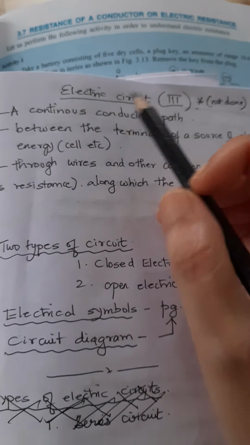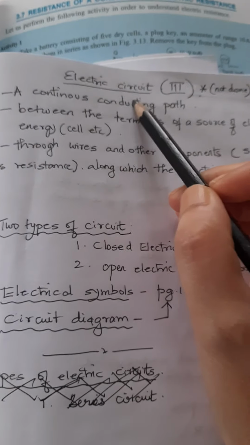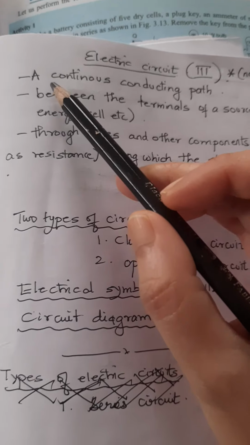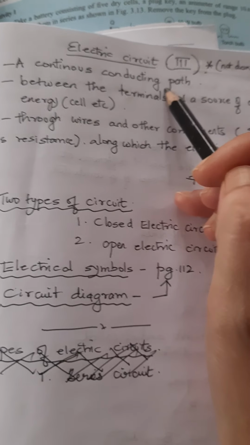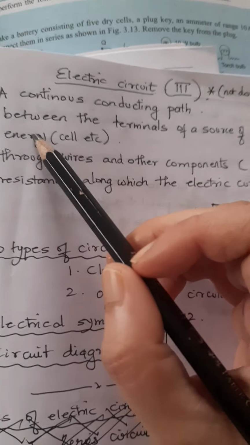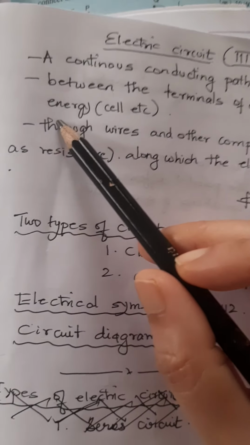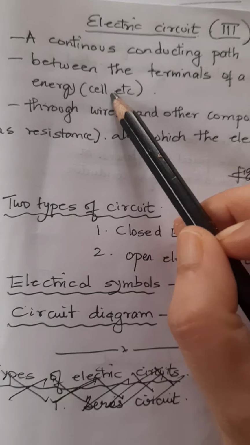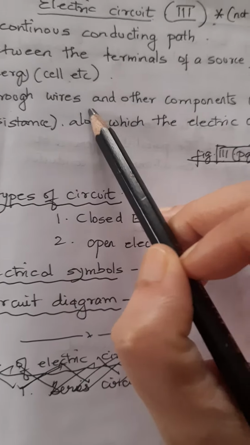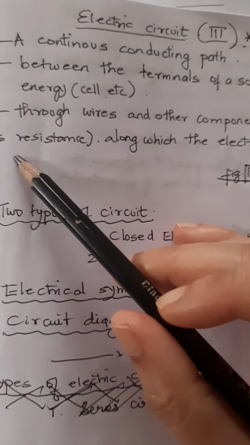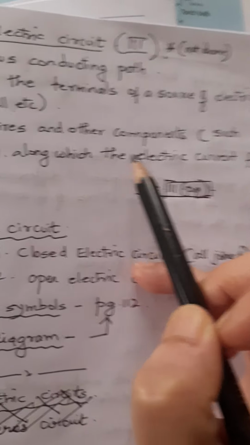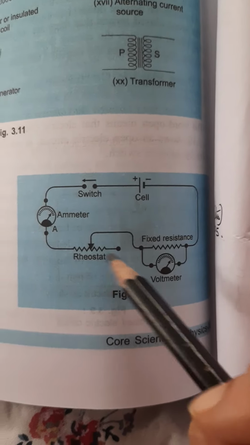Alright, here we are going to look into what is an electric circuit. An electric circuit is a continuous conducting path between the terminals of a source of electric energy, that is a battery or a cell, and through wires and other components such as resistance along which the electric current can flow. Here is the figure of an electric circuit.